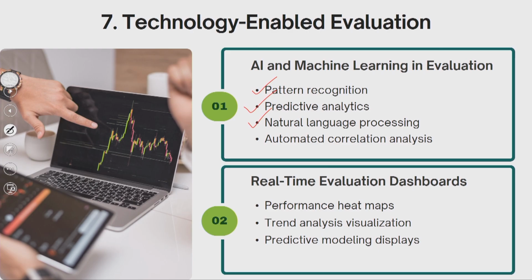We also see automated correlation analysis under the ambit of AI and machine learning in evaluation. Automated correlation analysis continuously monitors hundreds of variables simultaneously, identifying unexpected relationships between learning activities and business outcomes. So the system might discover that employees who complete mobile learning, let's say during commute hours, show 15% better knowledge retention, or that certain learning sequences correlate with improved teamwork 6 months later.